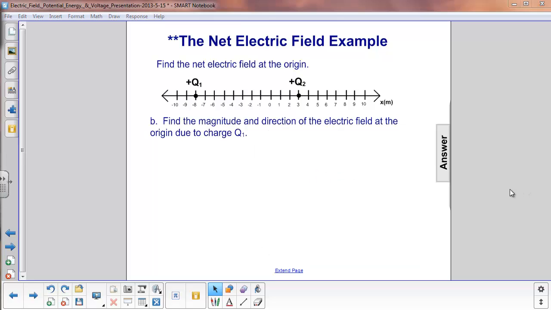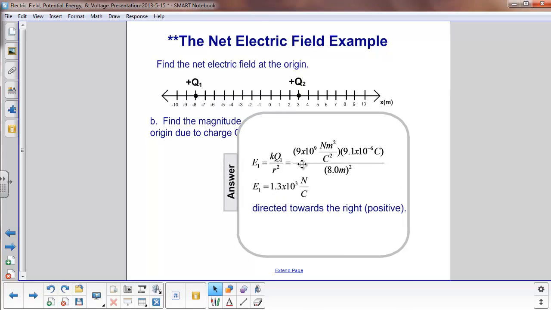Find the magnitude and direction of the electric field at the origin due to charge Q1. So here's our equation. E1 is equal to kQ1 divided by r squared. Here's Coulomb's constant. Here's the value of Q1. Here's the distance. Notice, don't put -8 here, even though when you squared it, it would go away anyway. But the distance is 8. It's 8 meters away from the origin. And you come up with a number of 1.3 times 10 to the third newtons per coulomb.